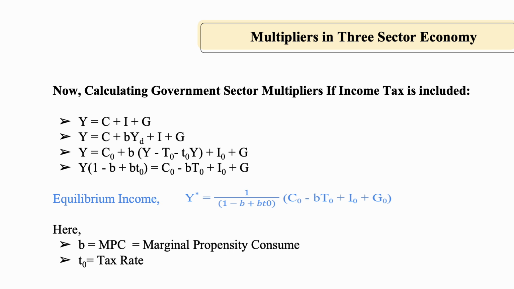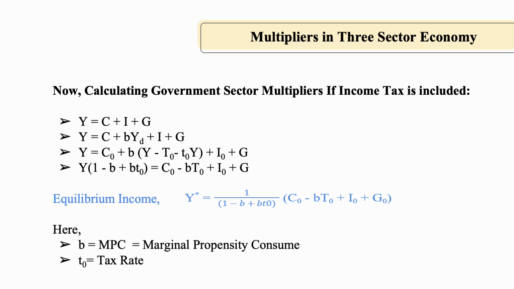Now when we are including income tax, calculating government sector multipliers, we get normal equations like Y = C + I + G, and Y = C + bYd + I + G doesn't change, but Y = C naught + bY - t naught Y. Here the income tax function is included, plus I naught plus G, and then Y(1 - b + b t naught) = C naught - b T naught + I naught + G.